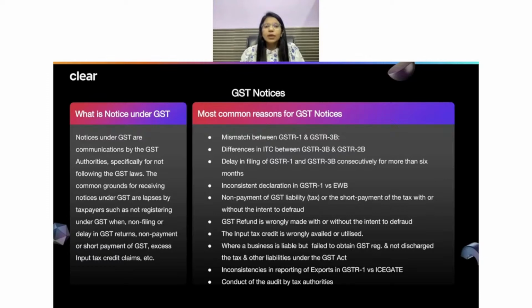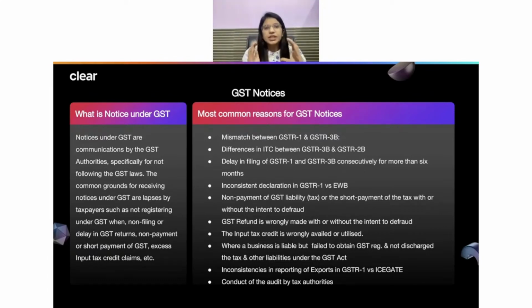Now, if you ask me what are the common reasons why we see a notice being issued by the department: today most of our portals are interlinked with each other. If I just look into GST itself, I'm not even going to the income tax portal, the ICEGATE portal, or the customs portal. I'm just talking about the GST portal itself.